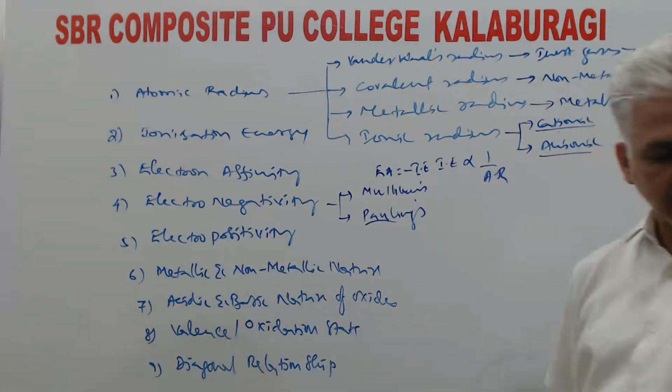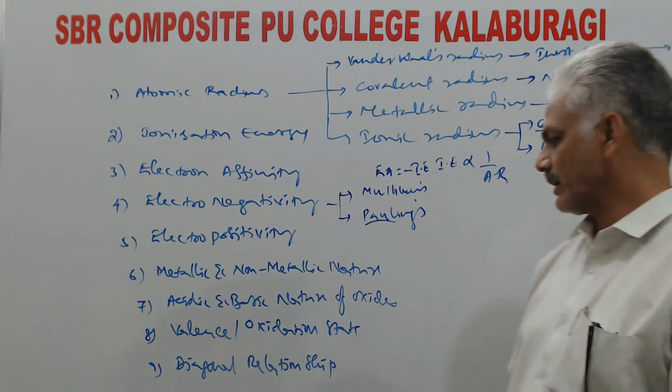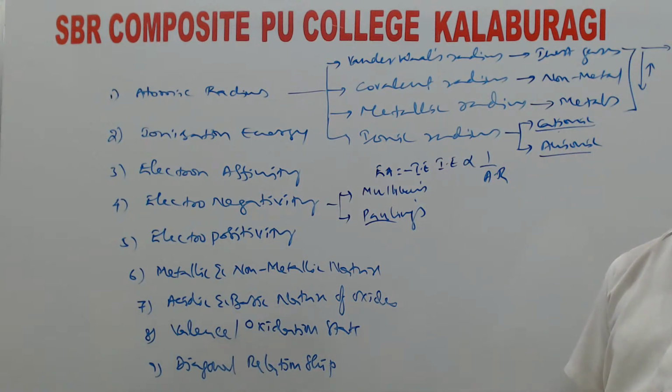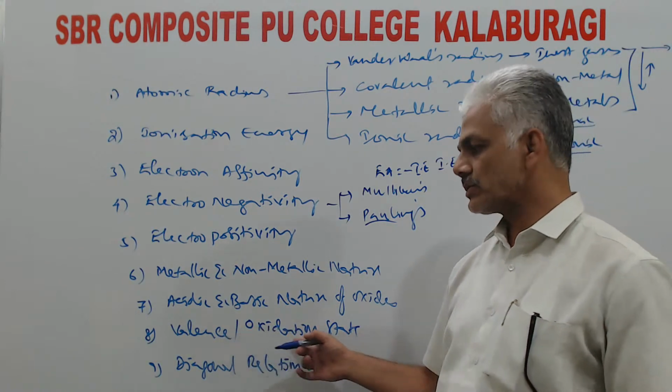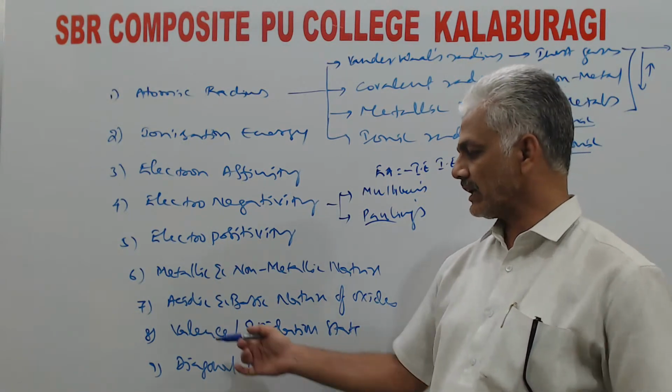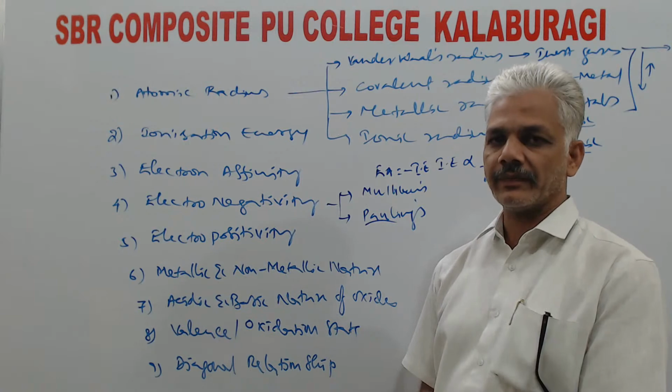Then valency or oxidation state. Oxidation state is equal to plus or minus valency. In the sense, numerically these two are same. Oxidation state indicates the charge, whereas valency is just a number.